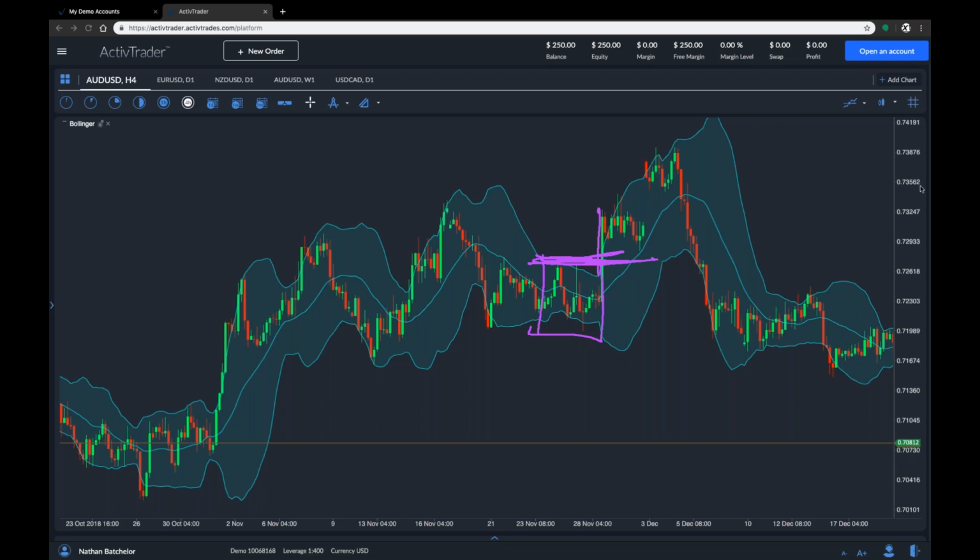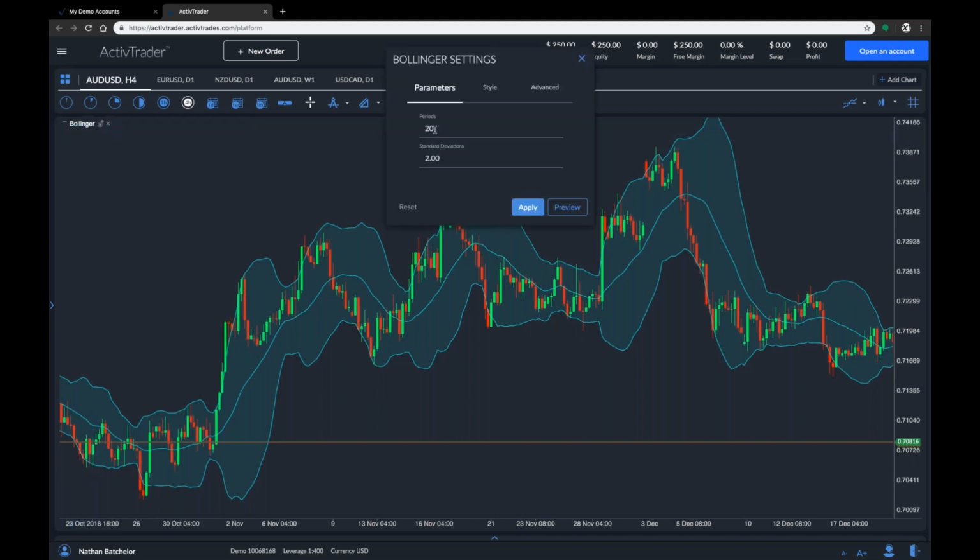Now, part of your strategy could be to wait for a breakout and then a pullback to this central line, which is a moving average again. And you can change the periods of these averages by going into your cog. And here we've got a range of 20 periods and a standard deviation of 2.